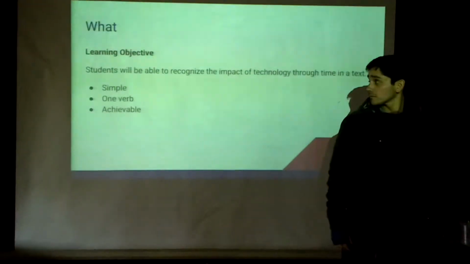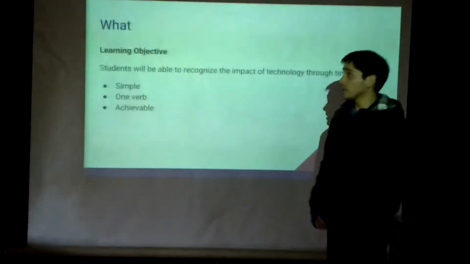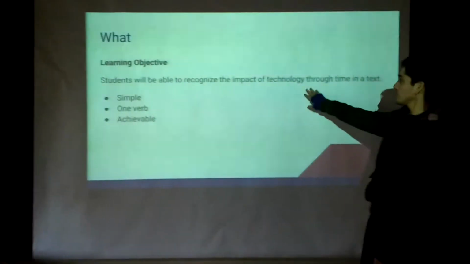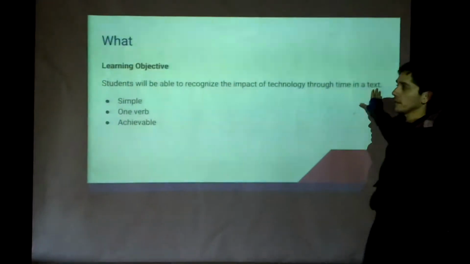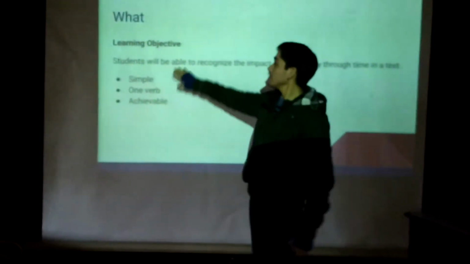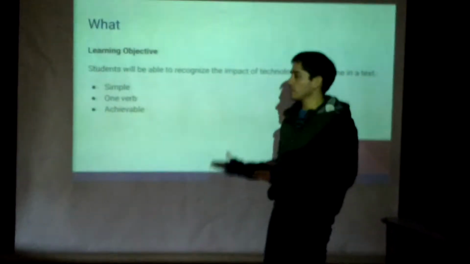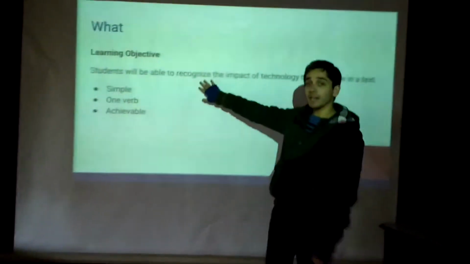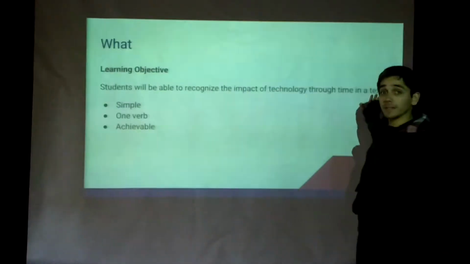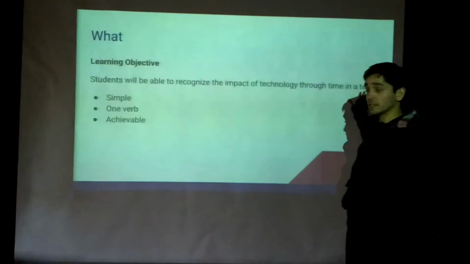So this time, this is about receptive skills. Our learning objective is related to that. Students will be able to recognize the impact of technology through time in a text. This was thought to be simple, with one verb and achievable. It is simple because it has just the instruction that we need for them to understand the objective. And we use the verb recognize, which is related to receptive skills. We use the word text, that can be either a reading text or a listening text.